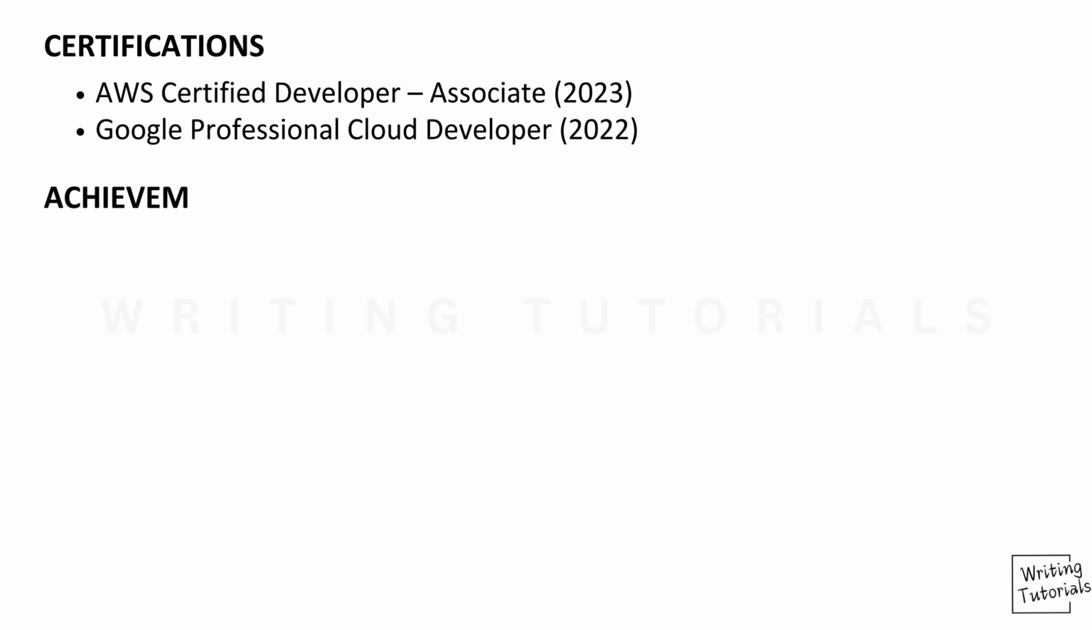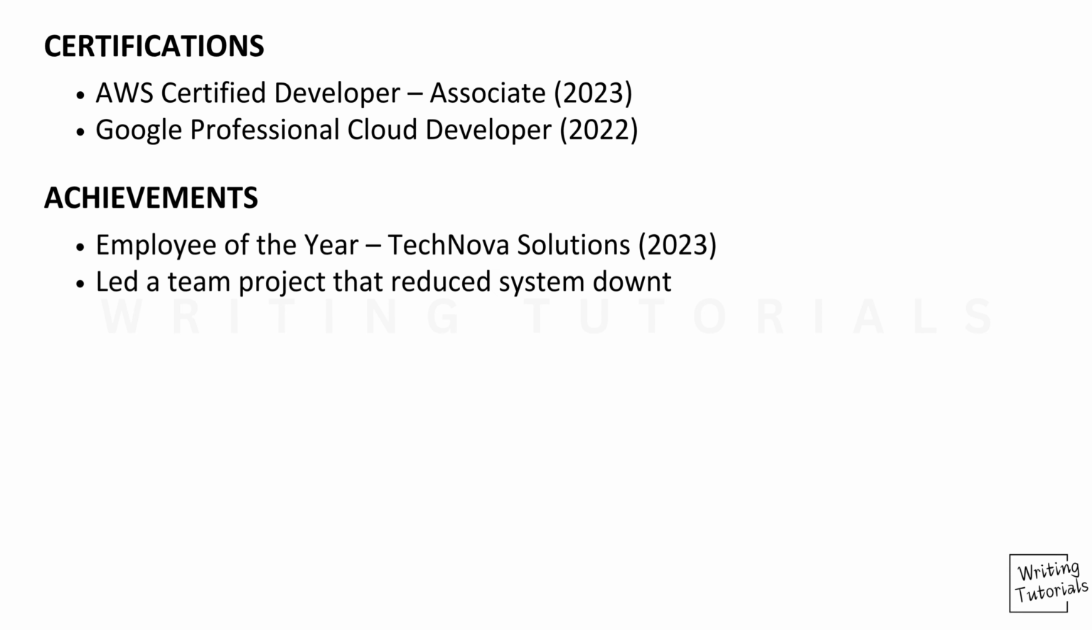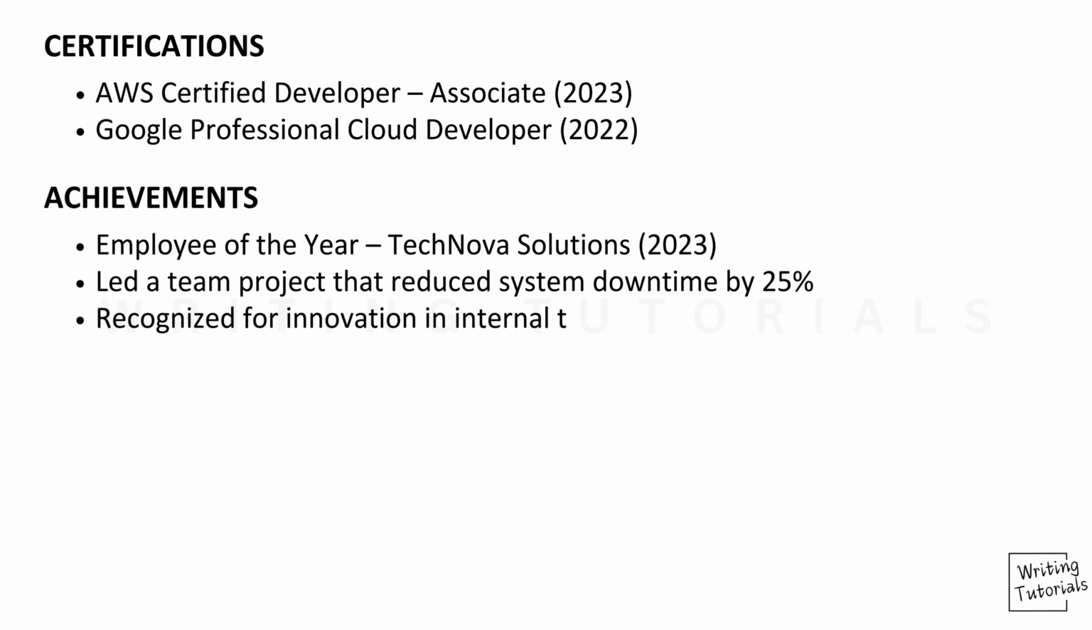Achievements. Next is achievements. Employee of the Year. Technova Solutions, 2023. Led a team project that reduced system downtime by 25%. Recognized for innovation in internal tool development. This section helps you stand out by showing recognition and impact beyond your daily tasks.